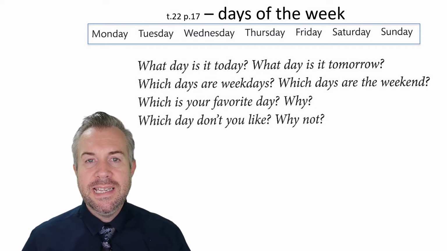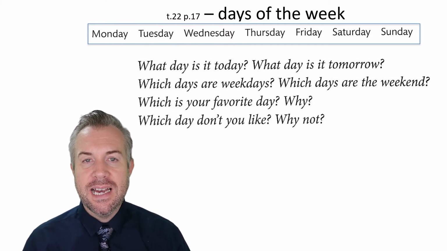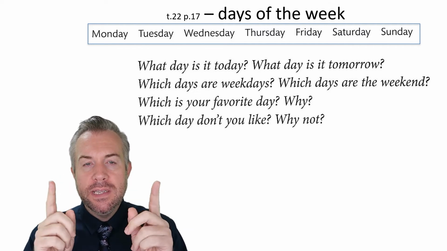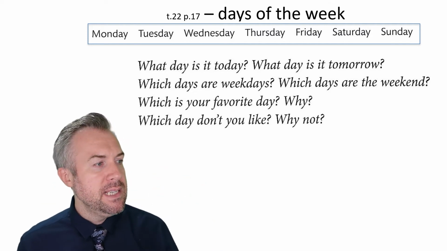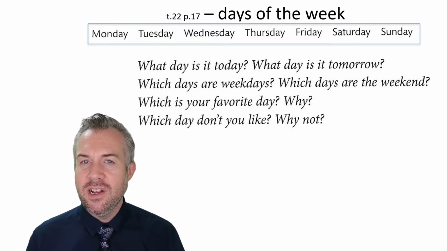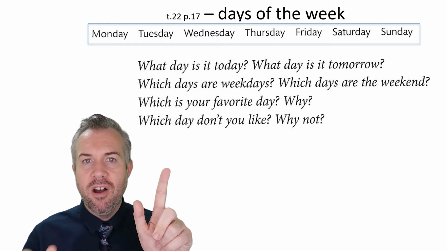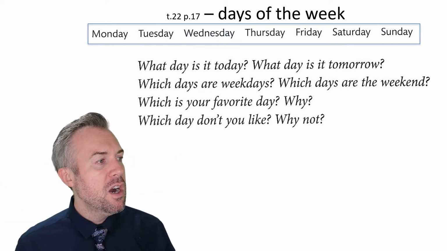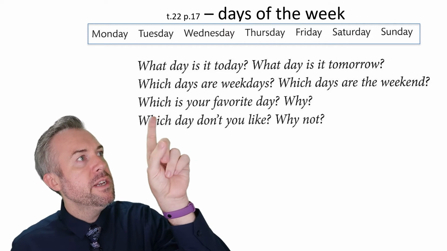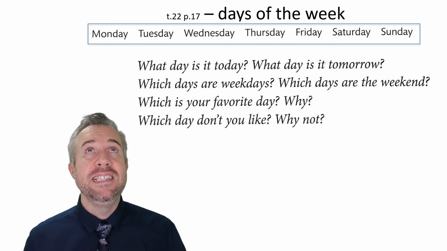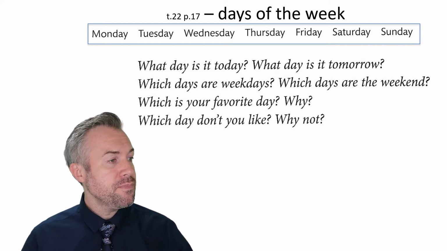So now we have an idea of what we are talking about, events, days, and times. Let's narrow down our focus. And the first thing we'll look at, at the bottom of page 17, is the days of the week. How many days are there in 1 week? There are 7. 7 days in the week. They are, at the top, Monday, Tuesday, Wednesday, Thursday, Friday, Saturday, and Sunday.